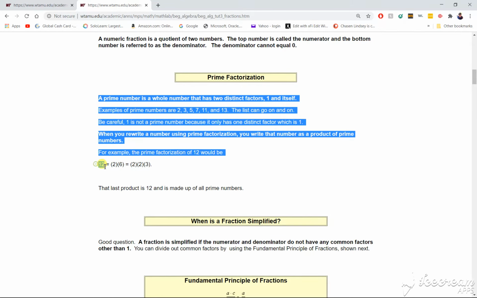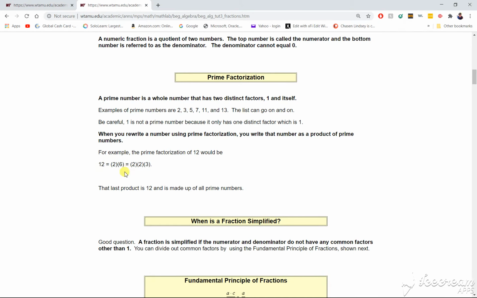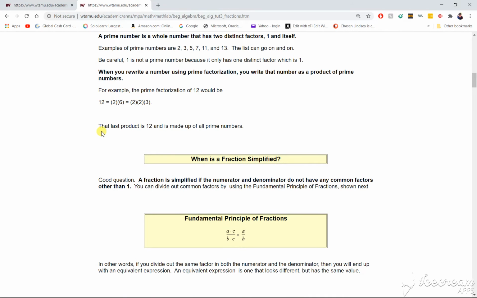So, they broke down 12 into two numbers, and then they broke it down again into all prime numbers: 2, 2, 3. The last product is 12 and is made up of all prime numbers.